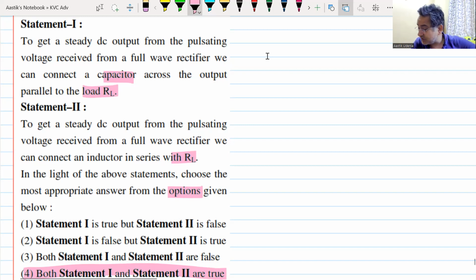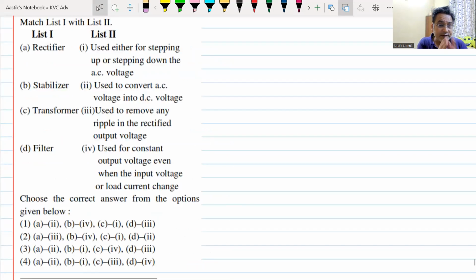Here is the last question. Again, all these questions that I'm doing are from your previous year, specifically from the 2022 paper. List matching, list 1, list 2. Tell me which is the correct option. Rectifier, stabilizer, transformer, filter. Your time starts now, and do it fast because the time is not there in your hands. Which is the correct option?